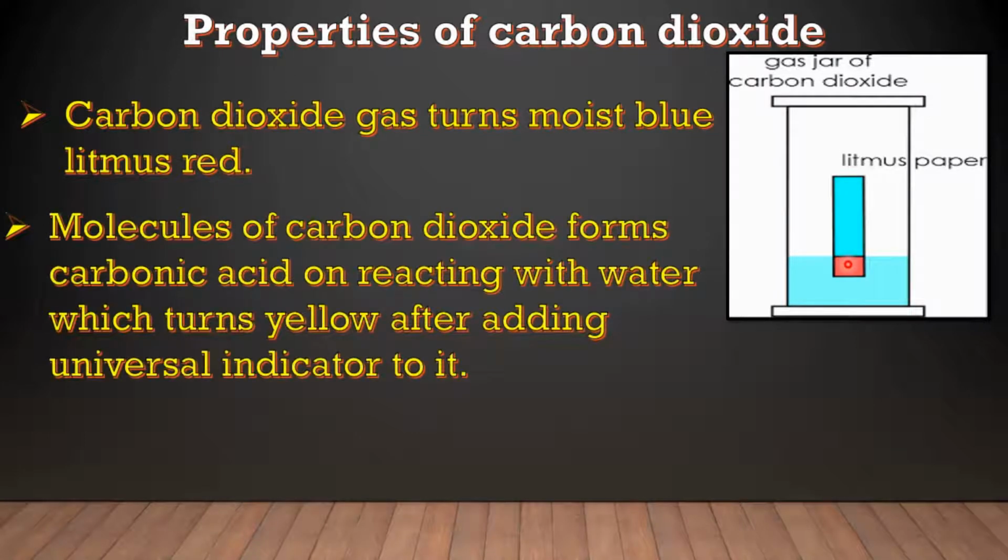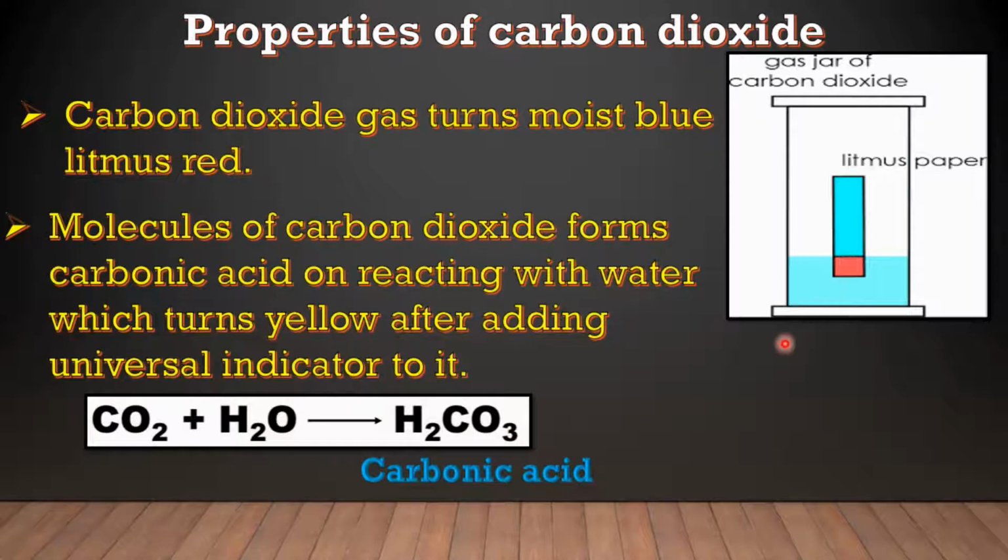Similarly, when universal indicator is added to carbon dioxide gas, carbon dioxide gas reacts with the water in the indicator to form carbonic acid, and hence this acid turns the color of universal indicator to yellow.